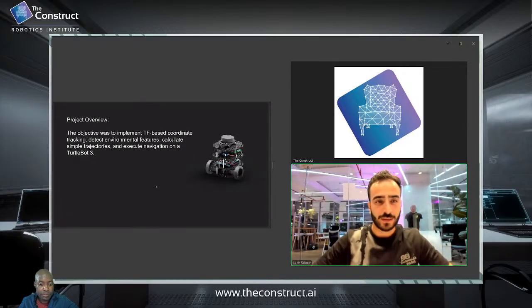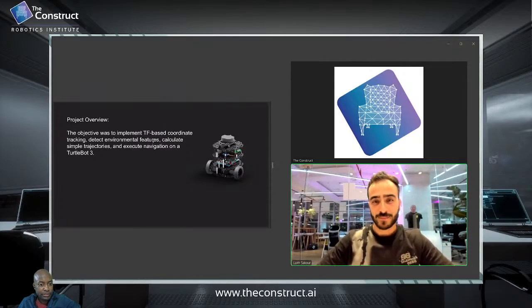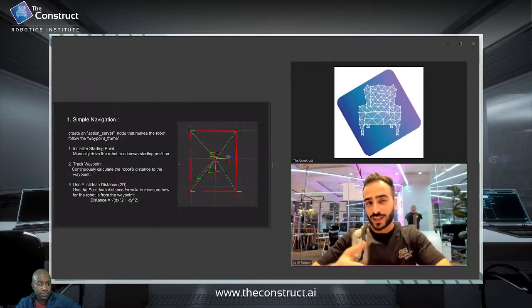So here about the project overview, the objective was to implement, as we said and also saw in the presentation guide, TF-based coordinate tracking. Firstly, detect the features, calculate simple trajectory, and the last task is to create a simple navigation action server. So as mentioned in the presentation guide, I did my presentation slides. So I'll start with the simple navigation.